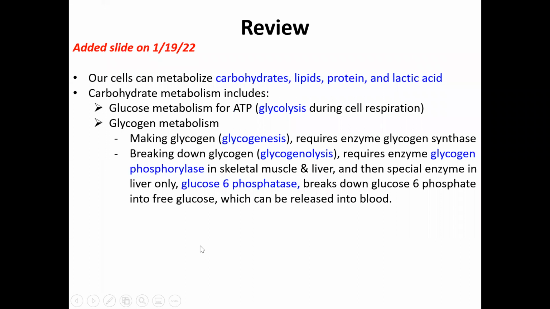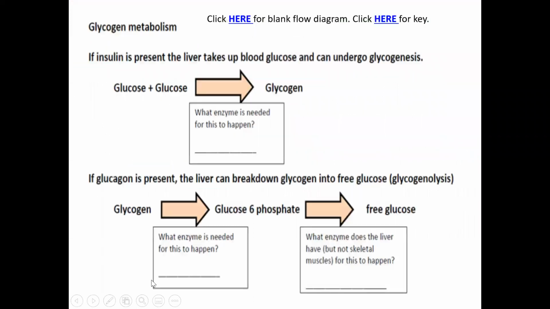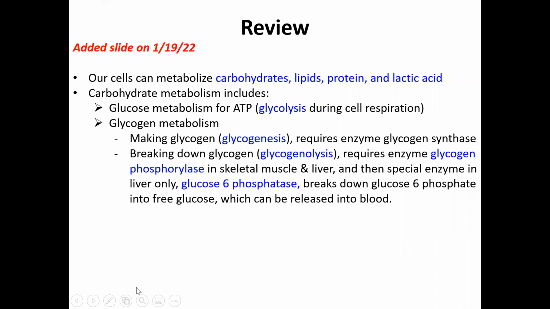So before this, we finished off showing you glycogen metabolism, making glycogen and breaking it down, which is right here. If you click here, you get a blank flow diagram for practicing, and then here you get the key, and that's the key, no pun intended, for learning these pathways, because there are quite a few pathways in this chapter. So I put this review slide in to remind you, since it's been a very long weekend, what we covered on Friday.